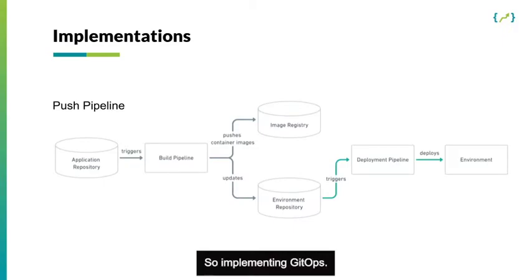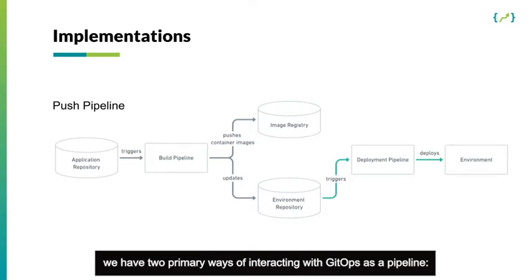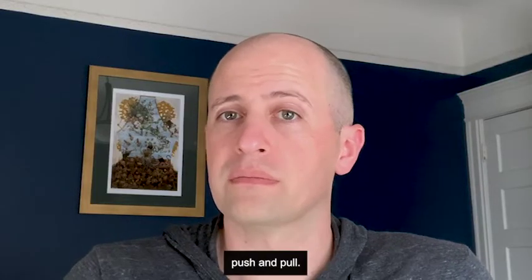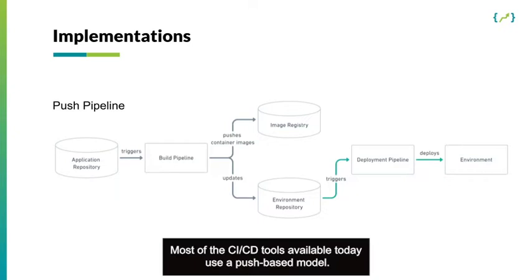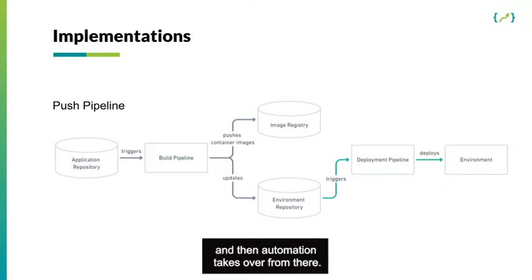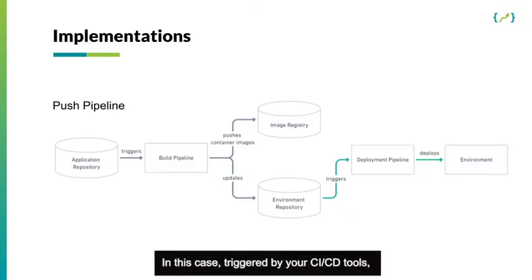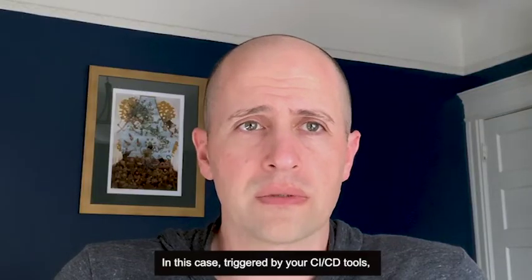So implementing GitOps, what does this actually look like? By relying on existing Git infrastructure and methods, we have two primary ways of interacting with GitOps as a pipeline, push and pull. Most CI/CD tools available today use a push-based model. The push model waits for someone to commit code to a Git repo, and then automation takes over from there. This means changes to your cluster are coming from outside the system, in this case triggered by your CI/CD tools.